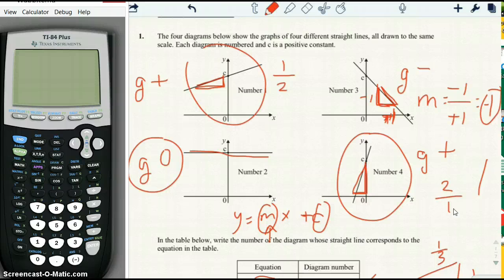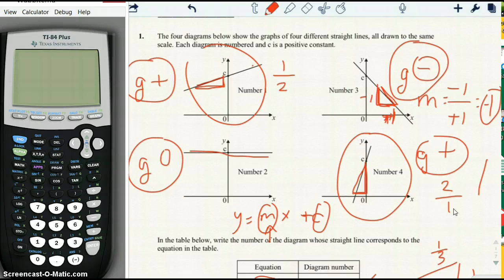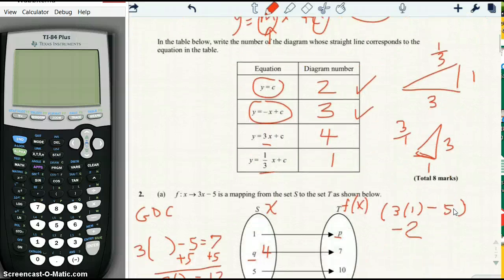Okay, and we know it's one of these two because these are positive slopes. They rise as we go to the right, and this is a negative slope because it goes down as we go to the right. I put these notations here, g negative, g positive, because I'm just saying the gradient is positive, the gradient is negative, and the gradient is 0. Okay, so that's all you do for that one.